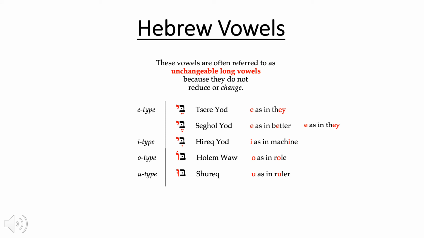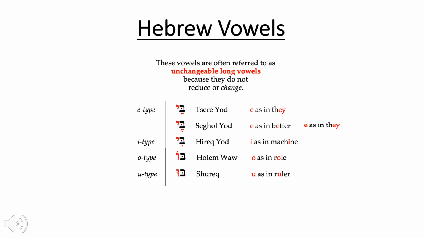Here are the unchangeably long vowels, or as I sometimes call them, the really long vowels. Sometimes they're called the characteristically long vowels. These really long vowels are pronounced the exact same as the long vowel, the difference being that there's another letter that is assisting. In this case, it's either a yod or a vav.